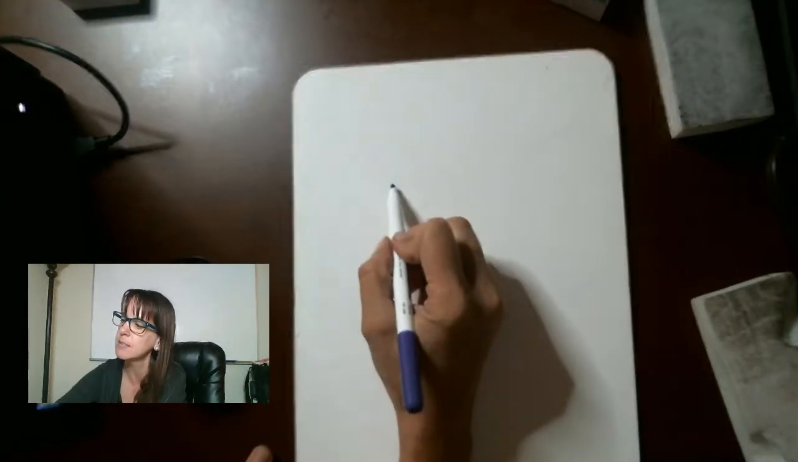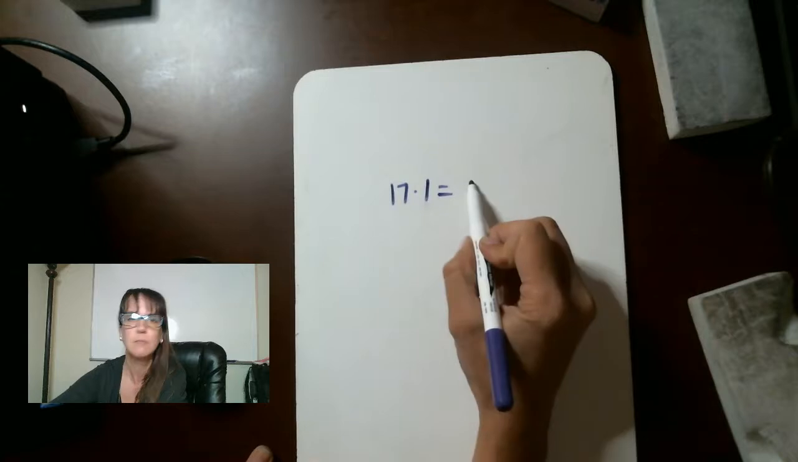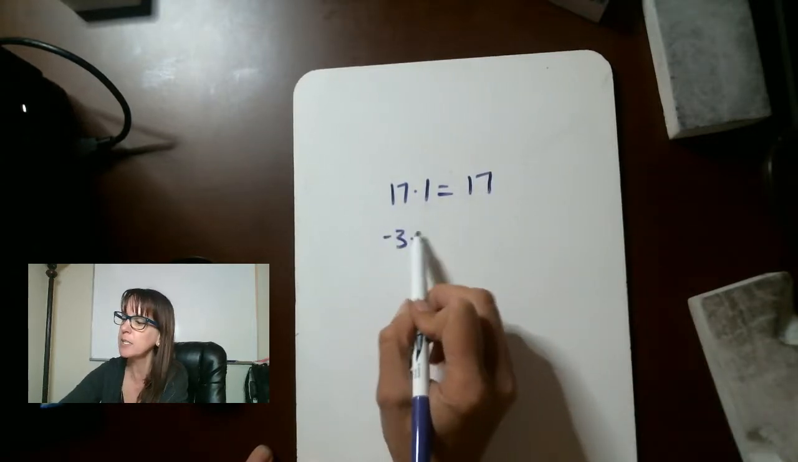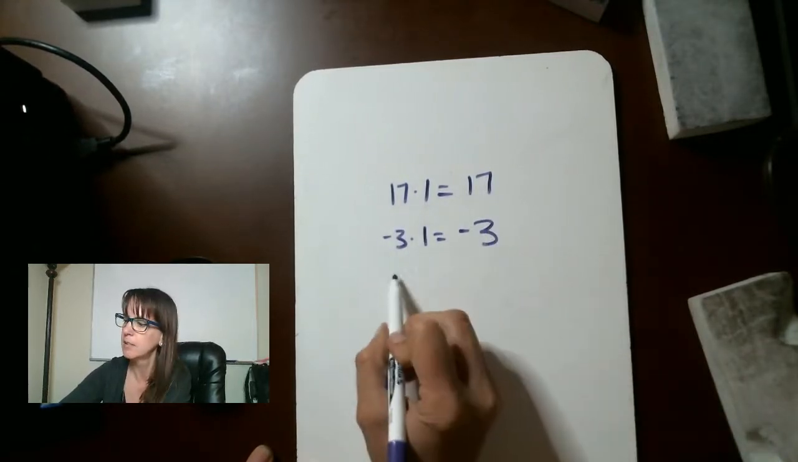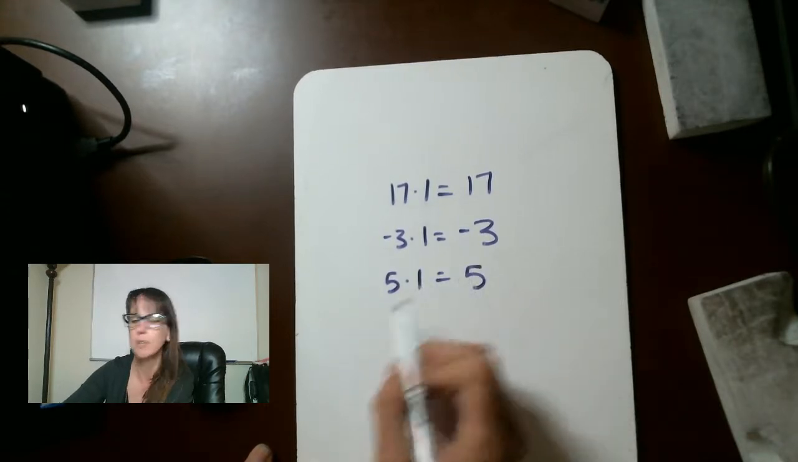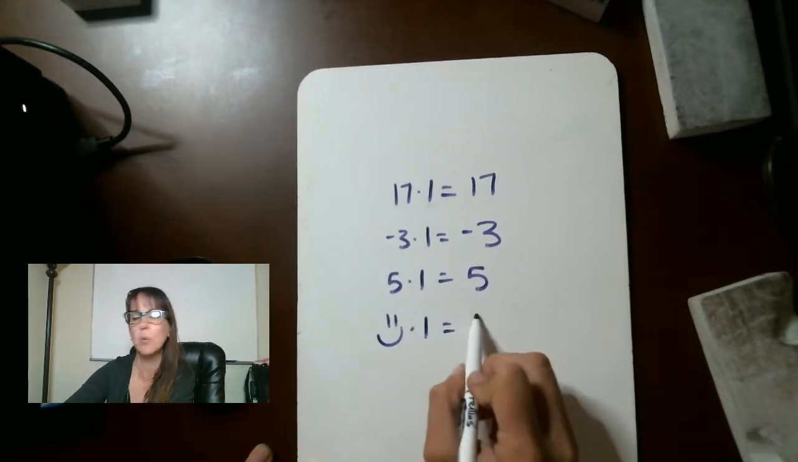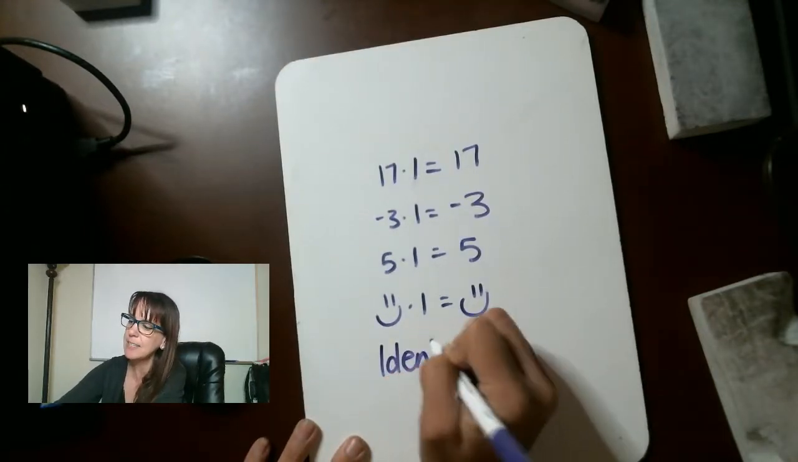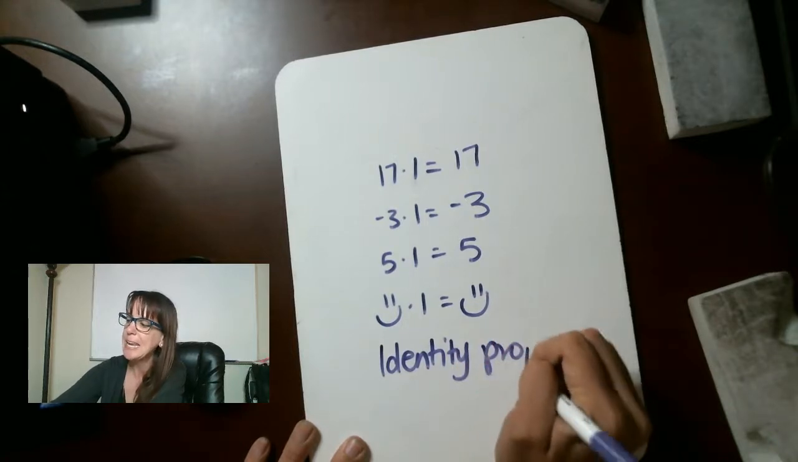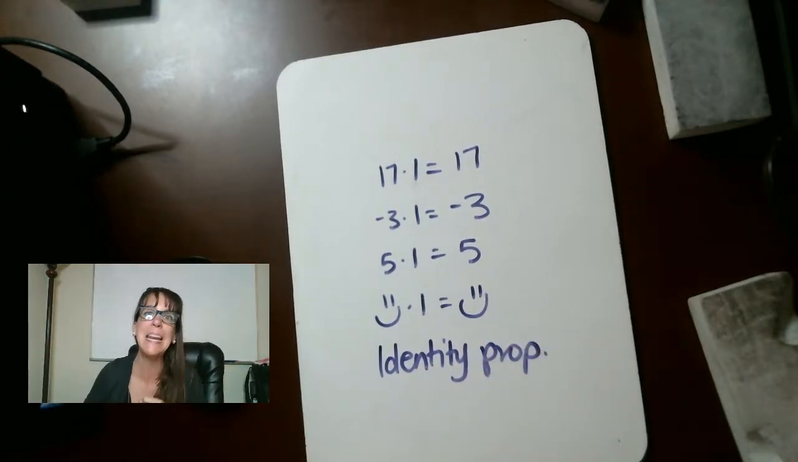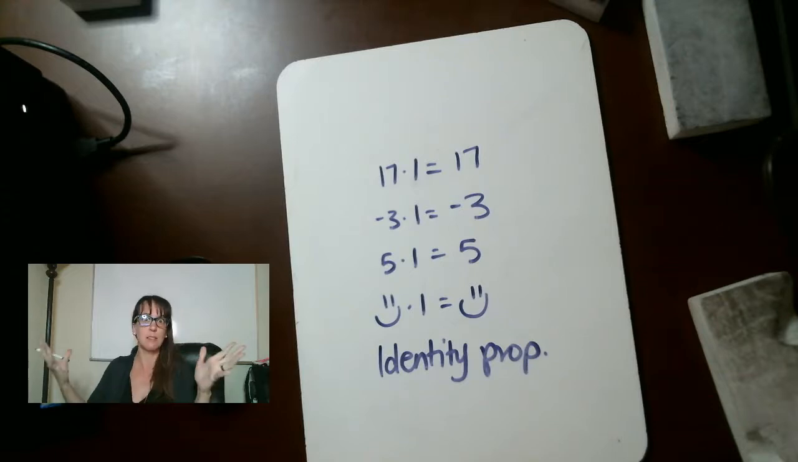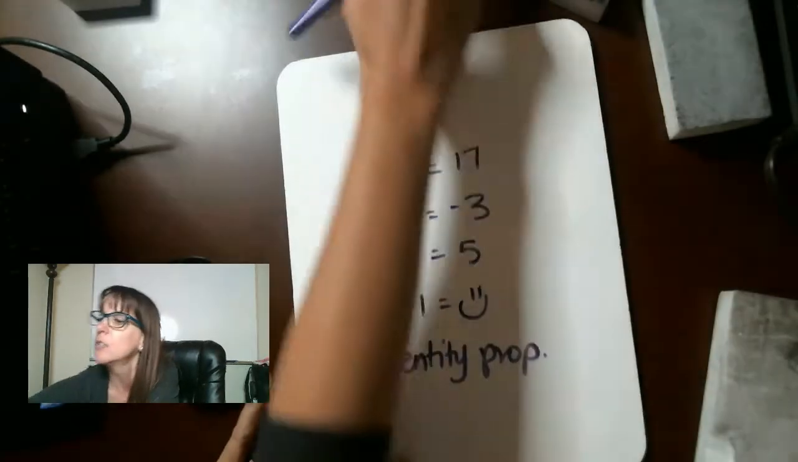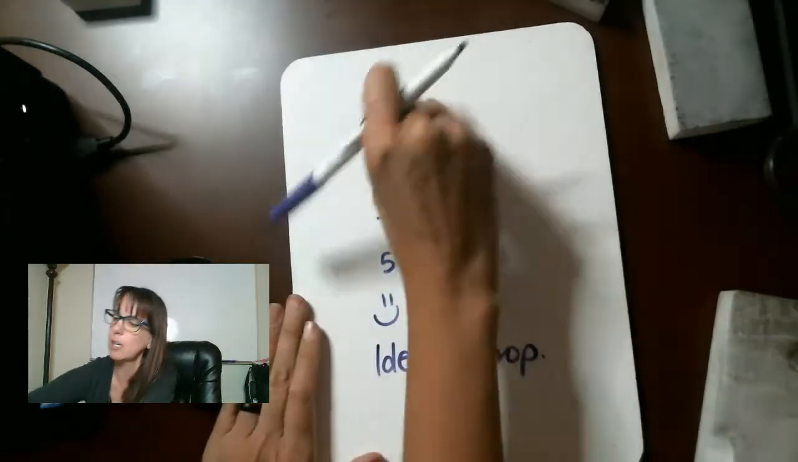So just to give you a brief introduction, first things first, I want to back up and talk about this. 17 times 1, that's 17, right? Negative 3 times 1, negative 3. 5 times 1, 5. Smiley face times 1 equals smiley face. This is called the identity property. It tells us that we are allowed to multiply anything by 1, and it's the same thing, right? That's why we're allowed to do it. Keep that in mind as we talk about this.